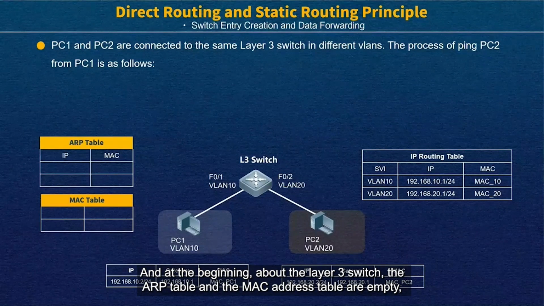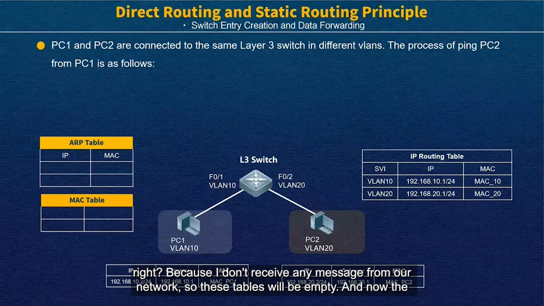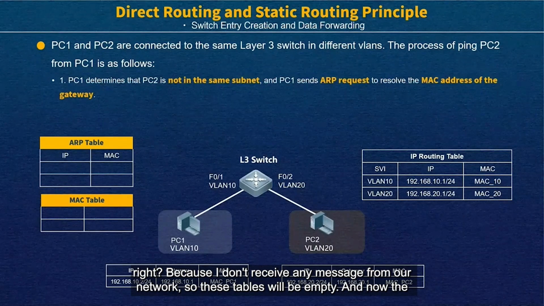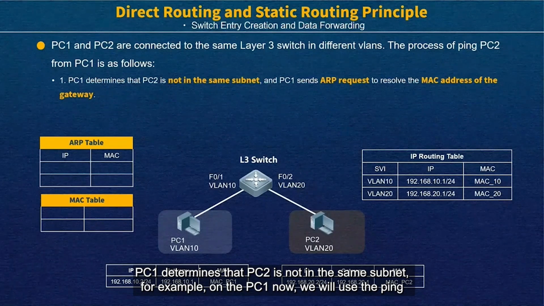And at the beginning, about the layer 3 switch, the ARP table and the MAC address table are empty, right? Because I don't receive any message from our network, so this table will be empty. And now the PC1 determines that PC2 is not in the same subnet.